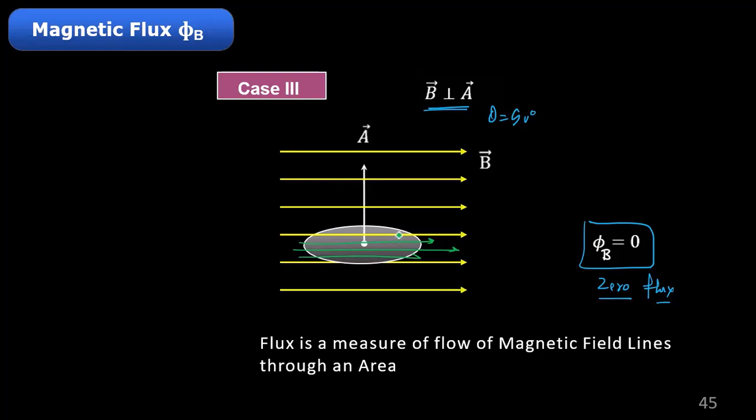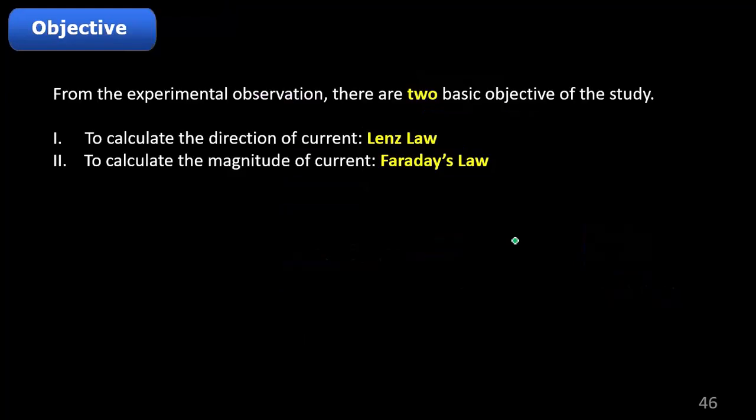Touching and crossing are two different words. They are touching, so I can conclude that there is no flux. So flux is zero. Flux may be positive, flux may be negative. All depends on the angle. So now we know how to calculate the flux.